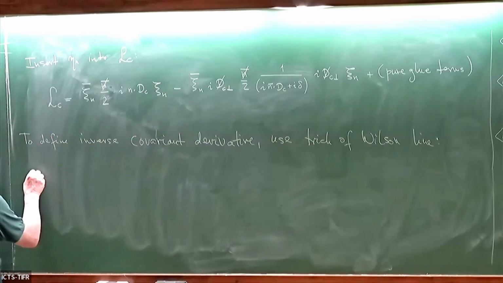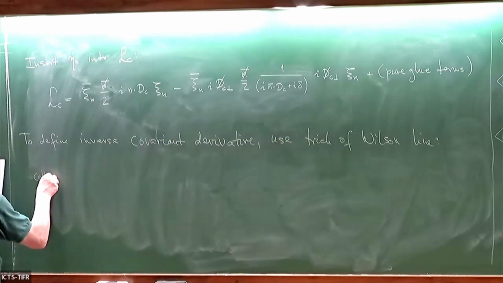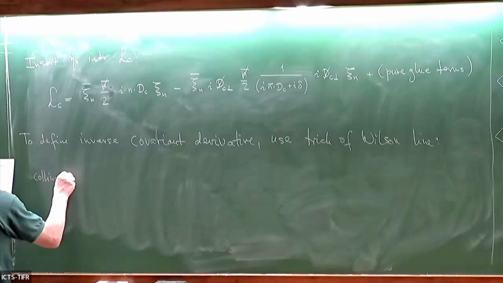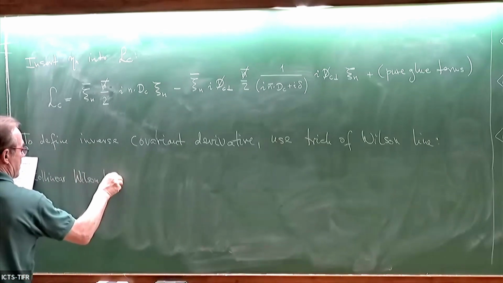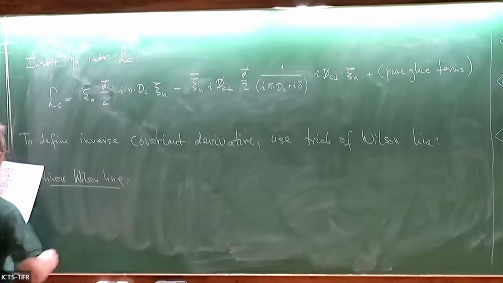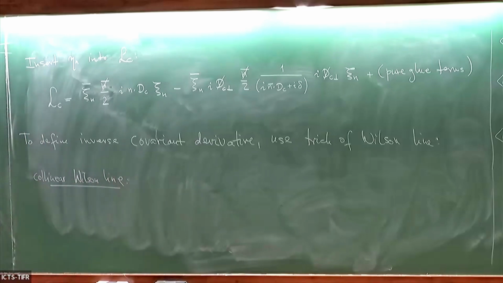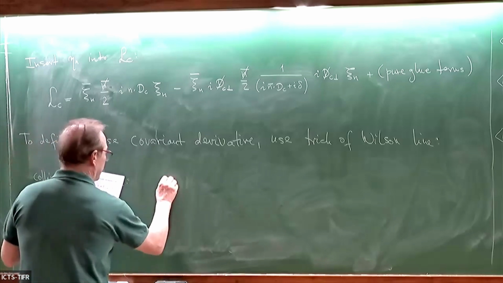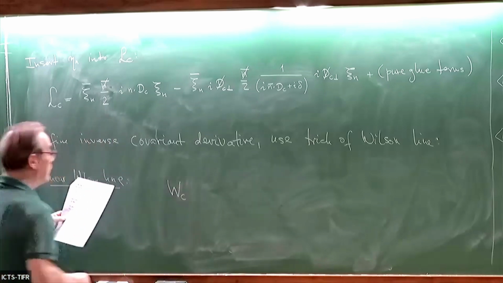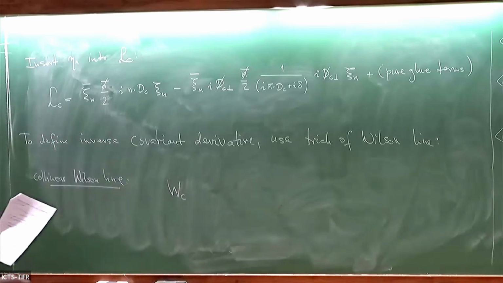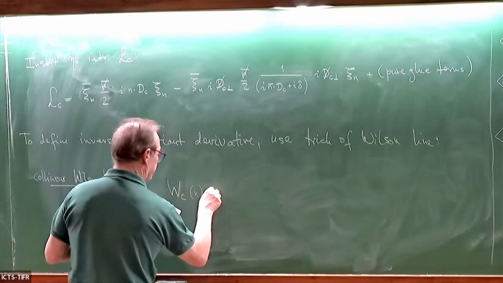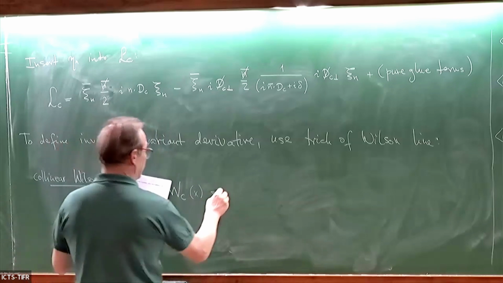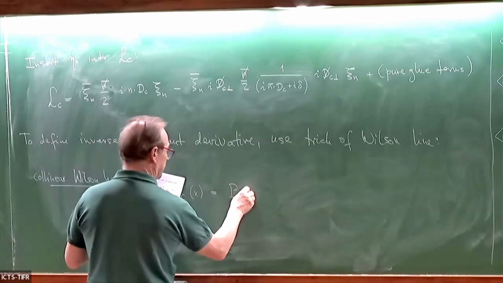In this case, it's a collinear Wilson line. It's not a soft Wilson line. The soft Wilson line we called S; the collinear Wilson line we could have called C, but the inventors of SCET called it W, like Wilson. So W_C is a collinear Wilson line, and the collinear Wilson line is also a path-ordered exponential.